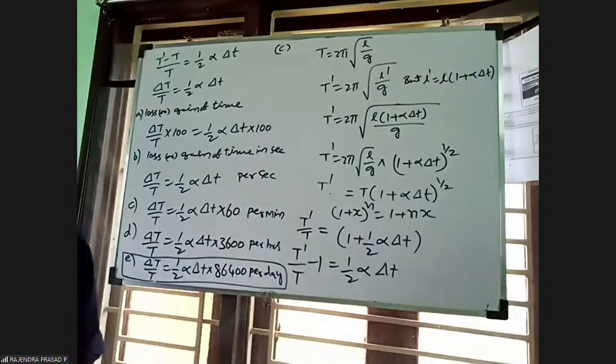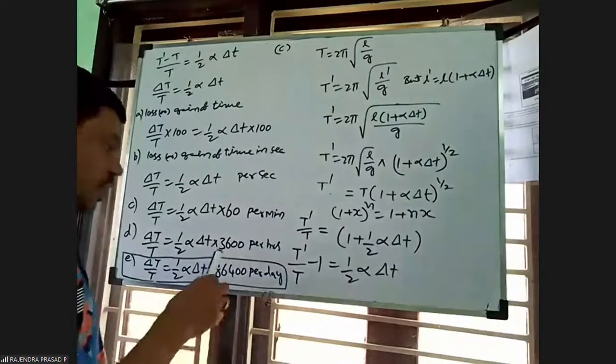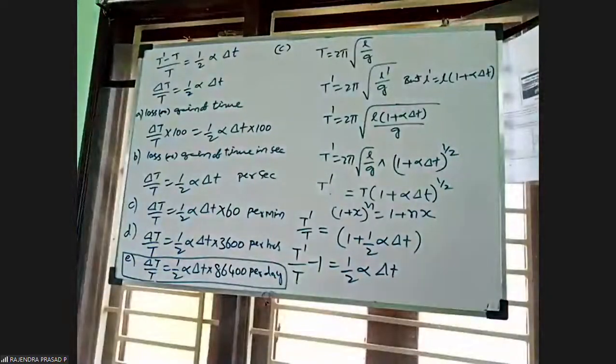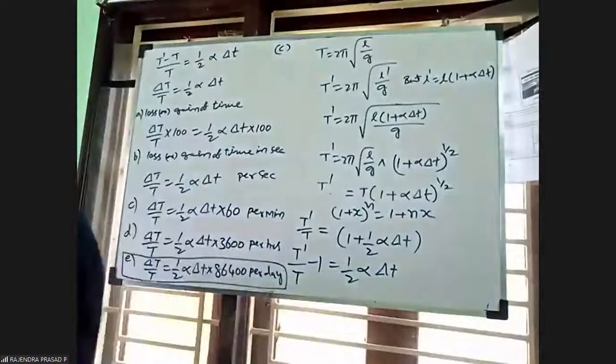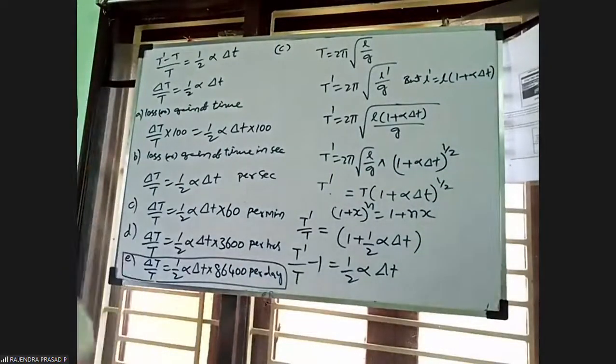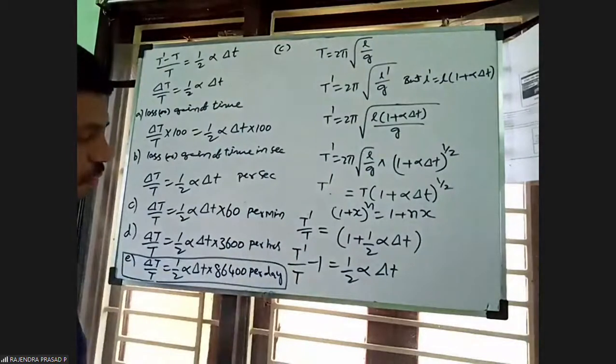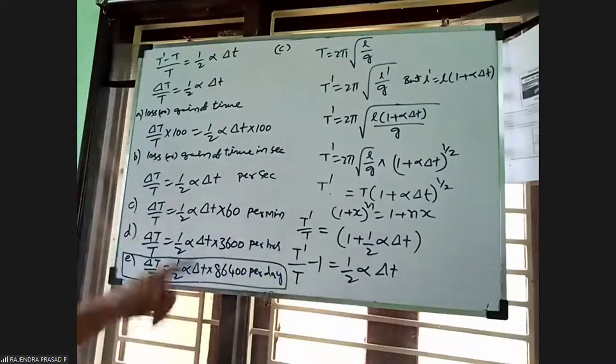3,600 into 24 hours is 86,400 per day. Per year, 365. This is the important final formula. Percentage formula important.